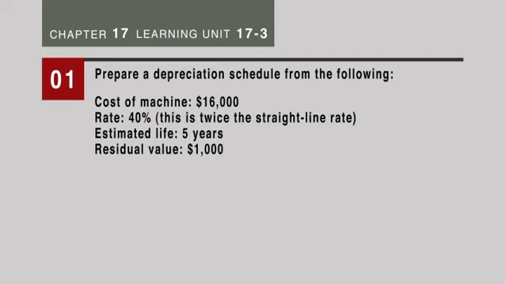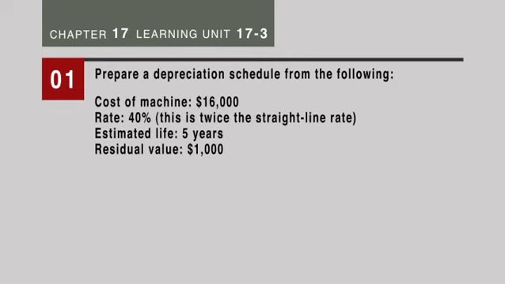Welcome back, everybody. We're in Learning Unit 17.3, and we're going to look at declining balance. Here we go. The cost of the machine is $16,000. The rate is 40%. Now that's twice the straight line rate of 20%. We figure this machine is going to live for 5 years and have a residual value of $1,000.